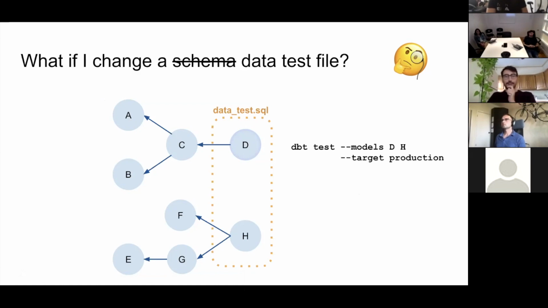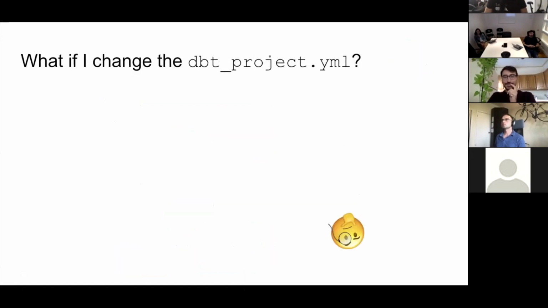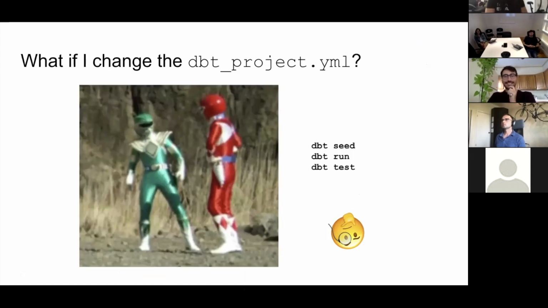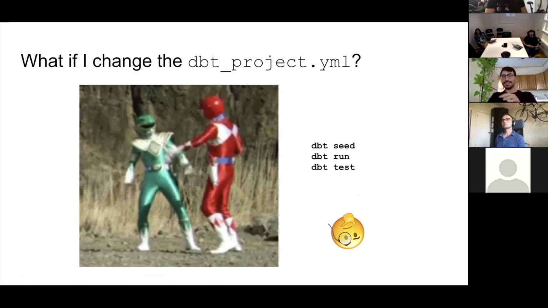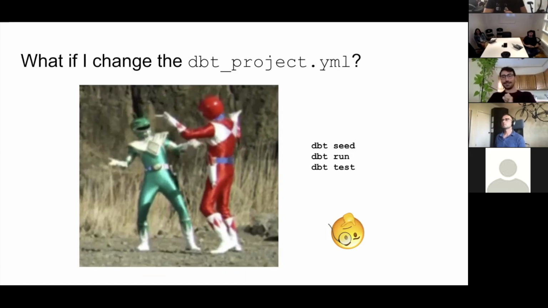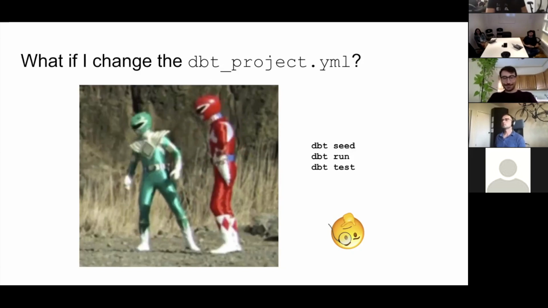Cool. The last question that the yellow thinking face emoji has for us is, what if you change the DBT project YAML? And in that case, I have no idea what to do. Just DBT seed, run, and test that whole thing, and hopefully it all works out. There might be something more intelligent to do here, but I did not bother with it.